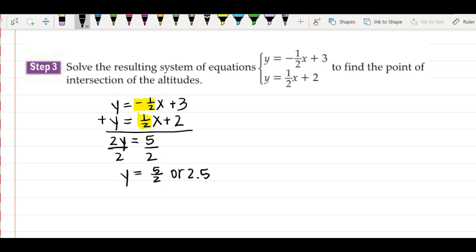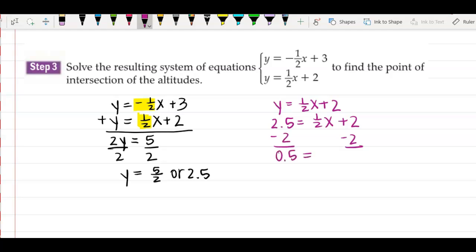And then to find x, we can just plug it back into one of our equations. If I did y equals 1/2 x plus 2, y I know is 2.5. Subtract 2 from both sides, so 1/2 equals 1/2 x. Divide both sides by 1/2. 1/2 divided by 1/2 is just 1. So our final point, the orthocenter, occurs at (1, 5/2), or if you put 2.5, that's fine too.